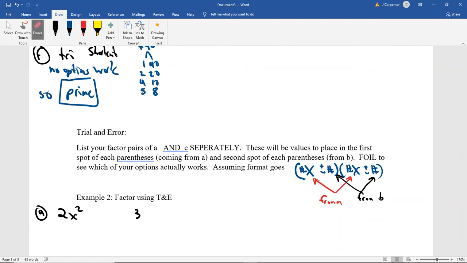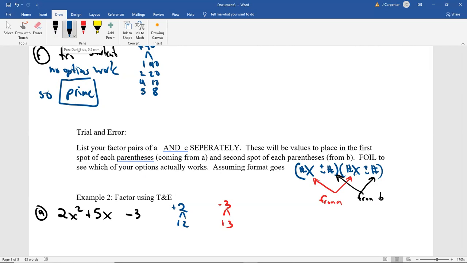No, let's do a minus. And plus 5x. Yeah, let's do that. 2x squared plus 5x minus 3. So the A is the 2. List the factor pairs of the 2: 1 and 2. Not a lot of options. Your C is 3. List the factor pairs of 3: 1 and 3. And you can write the pluses and the minuses here, although that's going to come in a little bit later.